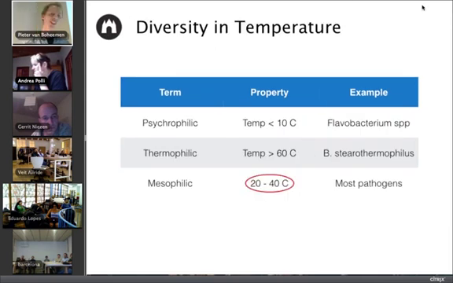Then, of course, there's temperature dependence. Some bacteria or fungi really like to be in a cold environment, so they are called psychrophilic. Some of them really like to be in a higher temperature, so they are thermophilic. If they're in between, they are mesophilic.